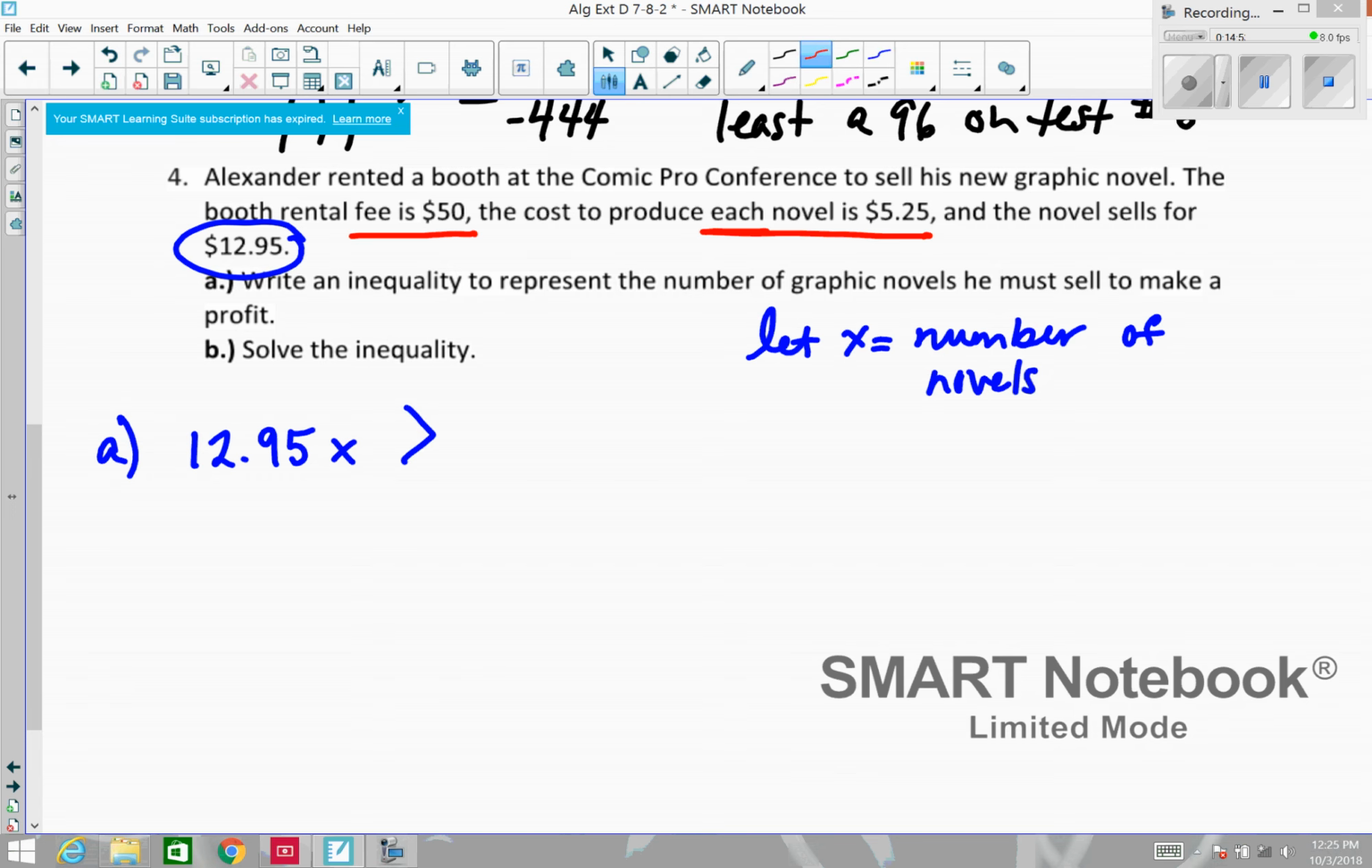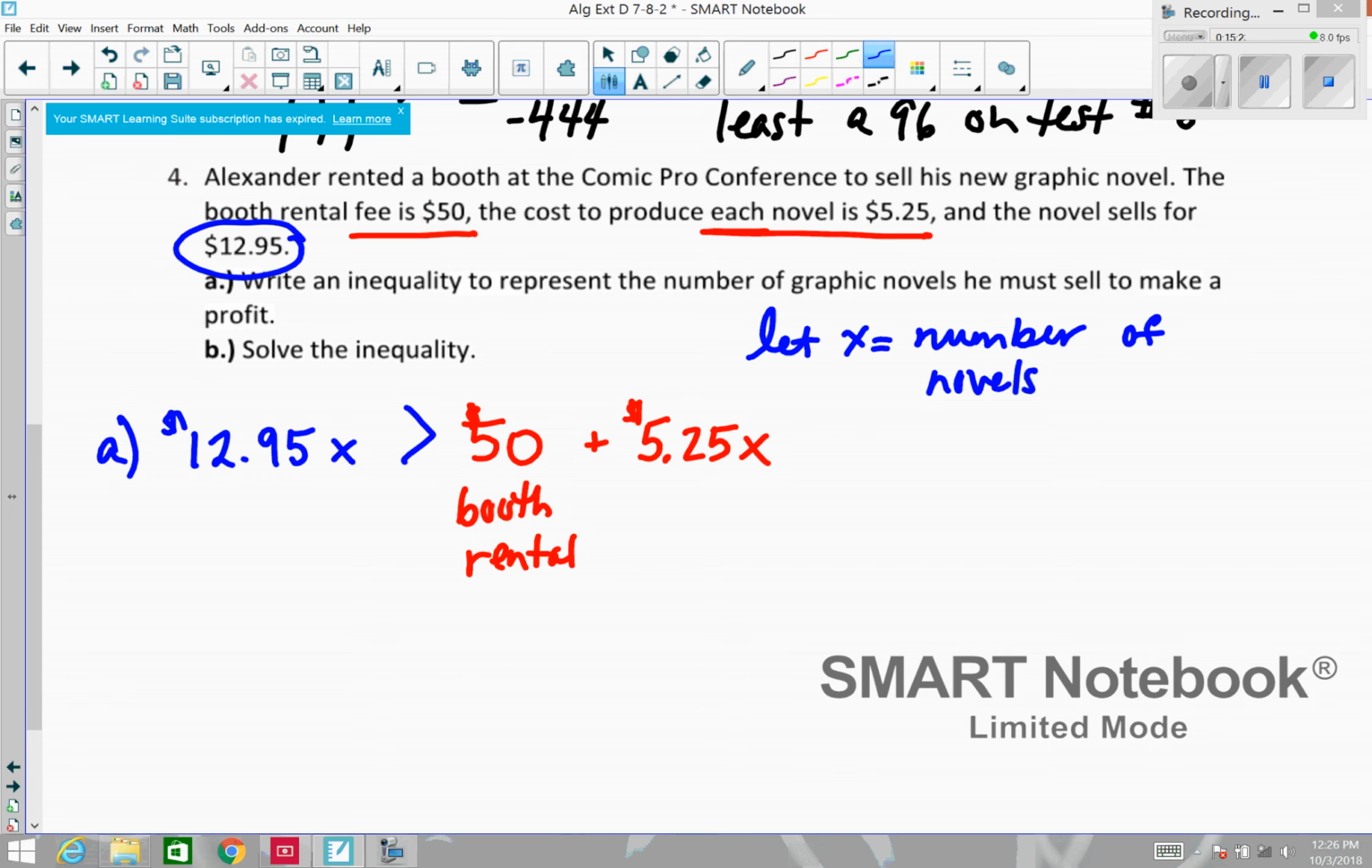So now on the other side of this, I'm going to put his fees. He has a booth rental fee of $50. I'm going to label that booth rental. And he just has to pay that one time. And then he has to pay $5.25 for every novel that he makes because that's what it cost him to make it. So we multiply $5.25 times our number of novels.